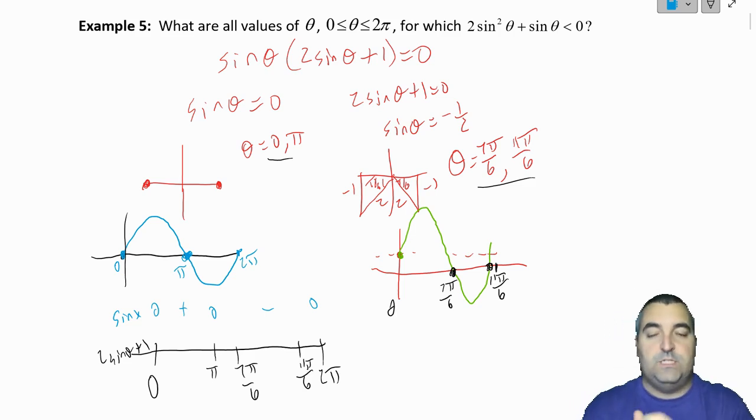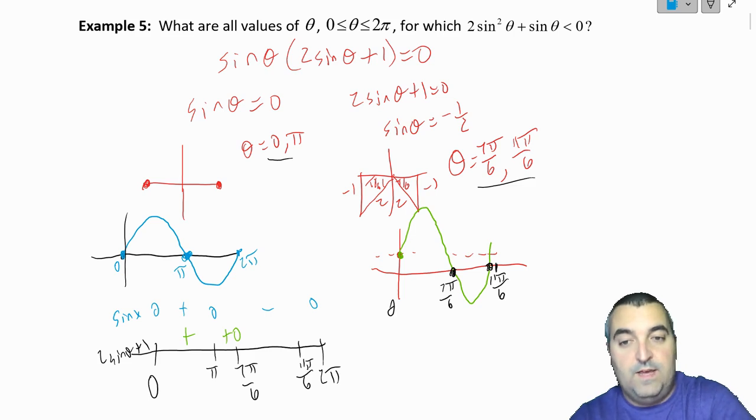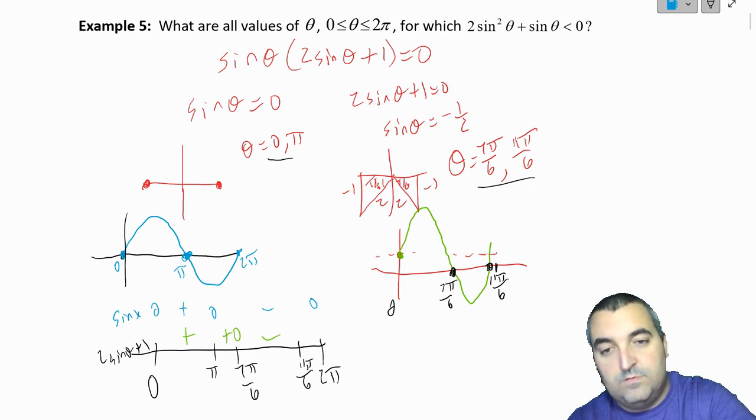So for the second factor, 2 sine of theta plus 1, it's from 0 to 7 pi over 6, it's positive. That's all the way. So positive, positive, 0 at 7 pi over 6. Then it's negative in between, and then it's 0 here, and then it becomes positive.